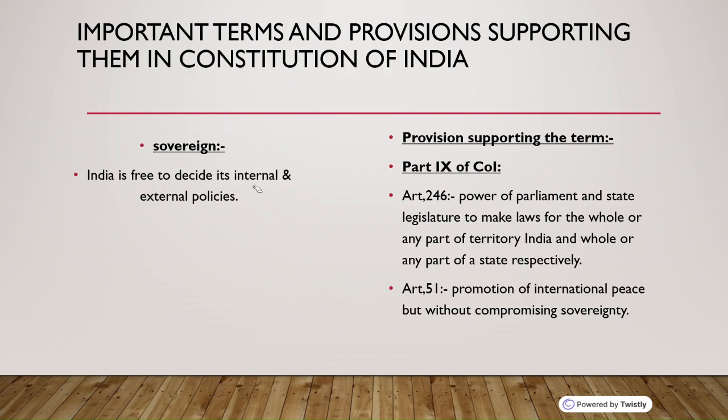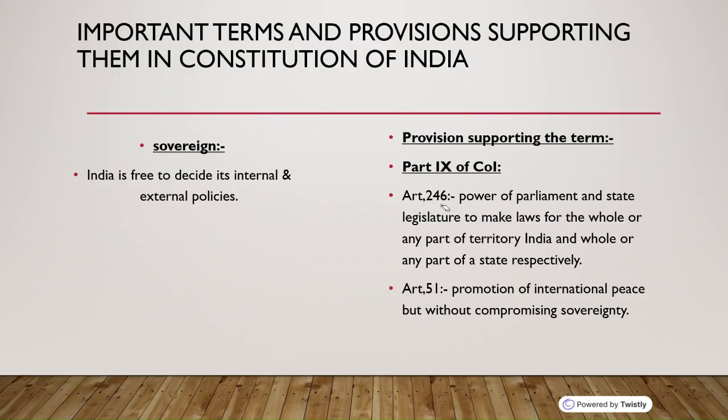So, if the government of India wants to make any law relating to any part of India, it is not dependent on any person or any other country. It can make its own laws without any interference from the outside. This word was reflected in the Constitution of India, in the provisions of Part 11.